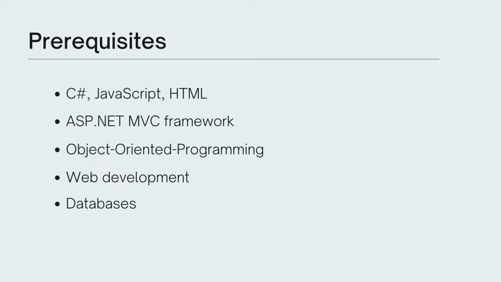To proceed with ASP.NET Core, you should have some required skills. First, you should have some basic knowledge of C#, JavaScript, and HTML languages. Then you should have some knowledge about the ASP.NET MVC framework. This is a framework developed by Microsoft to add the Model View Controller pattern to ASP.NET. Along with this, you must have a good knowledge of object-oriented programming concepts and some experience in web development and databases.